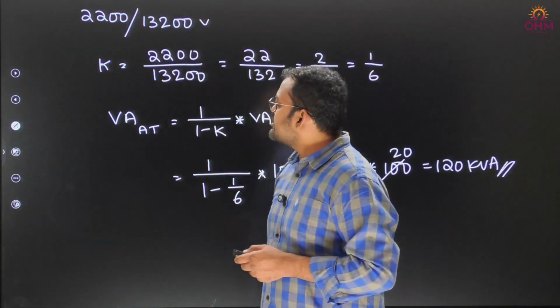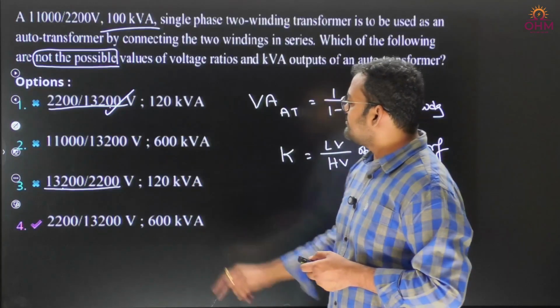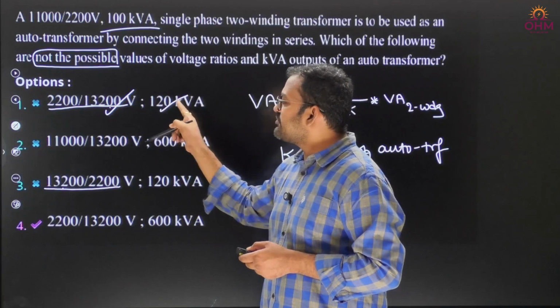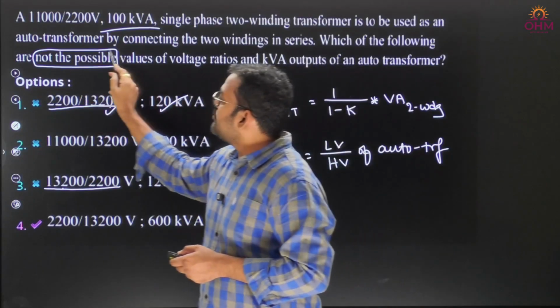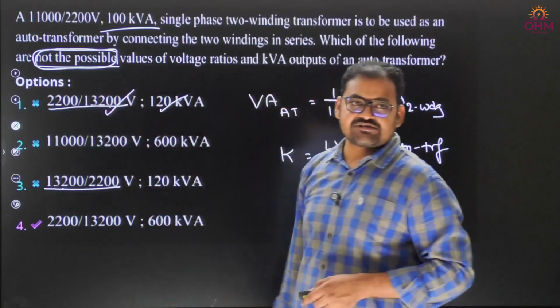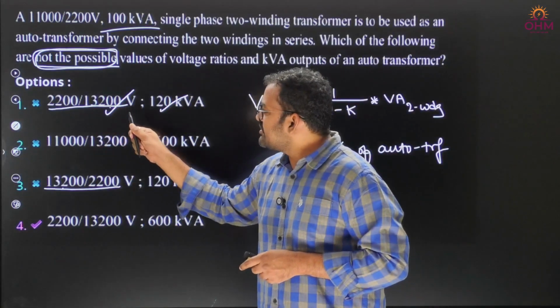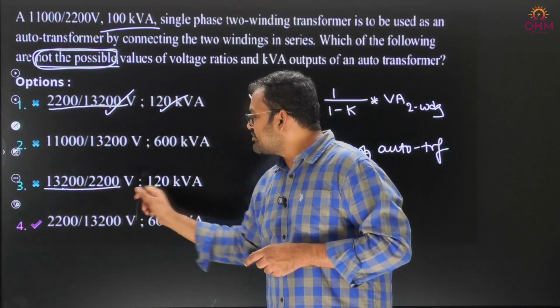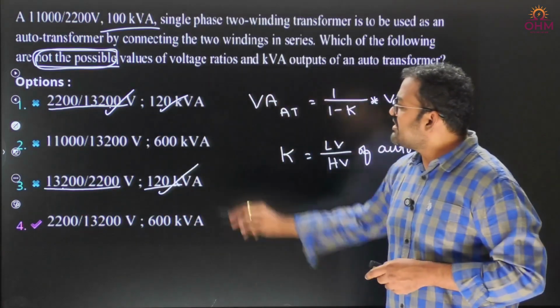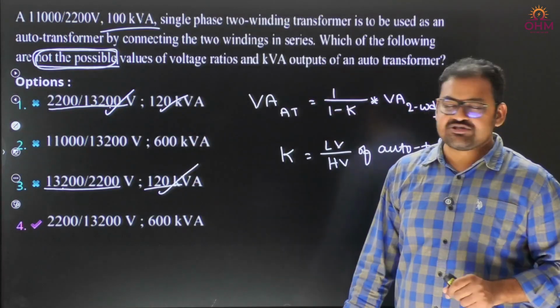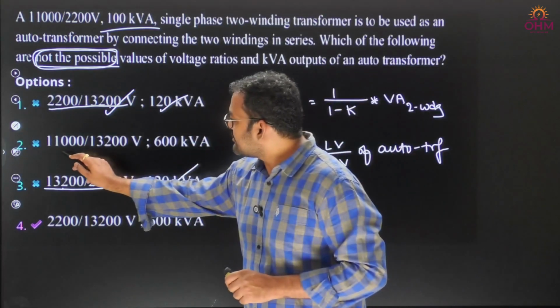So 2200 by 13,200, 120 kVA. Therefore, this is a correct statement, but we have to answer wrong statements here. Also remember, 2200 by 13,200 and 13,200 by 2,200 will have the same VA rating. That means 1 and 3 both are correct statements. But I have to answer the wrong statements only. Now let us select the second one.